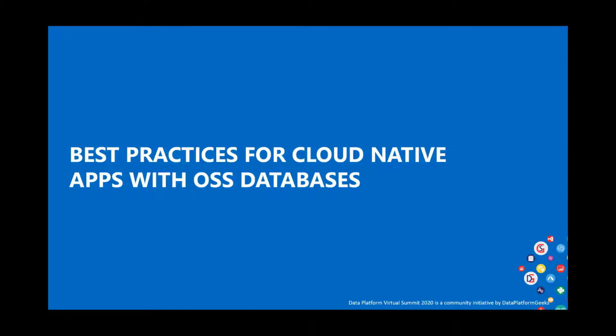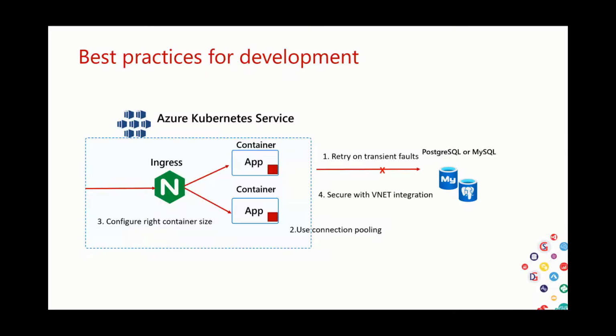Let's take a look at some of the best practices for developing using AKS and Azure open source databases. The first best practice here is, since you're running on the cloud, there could be transient errors that might occur for your application due to intermittent networking issues. So you need to implement some sort of retry logic within your application. The second would be to use connection pooling. The third is making sure you configure the right container size for your application. Understanding your application really will help you figure out what the right container size is.